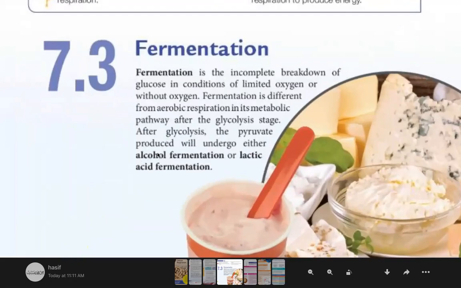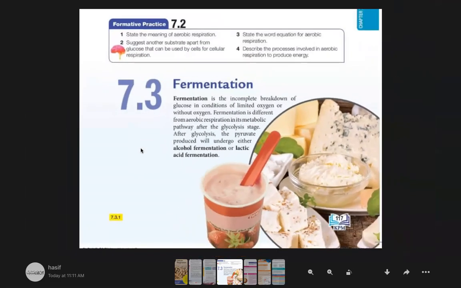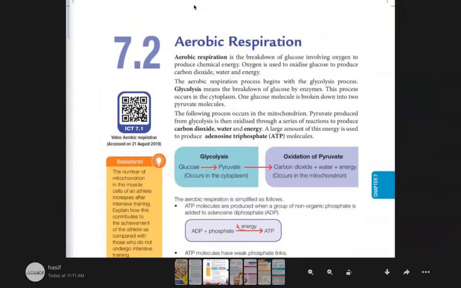Awak kena ingat. Alcohol fermentation is meant for the plant. Lactic acid fermentation is meant for the human and animal. Human and animal. Okay, so maksudnya awak kena ingat anaerobic respiration ni, it can occur in all living thing, including plant, human and animal. Boleh faham tak? Sama juga dengan aerobic respiration. Aerobic respiration also will happen in all living organism. Dekat tumbuh-tumbuhan, dekat haiwan.